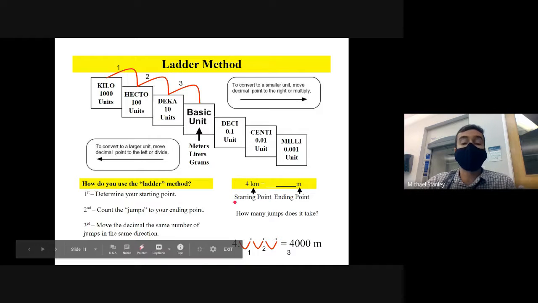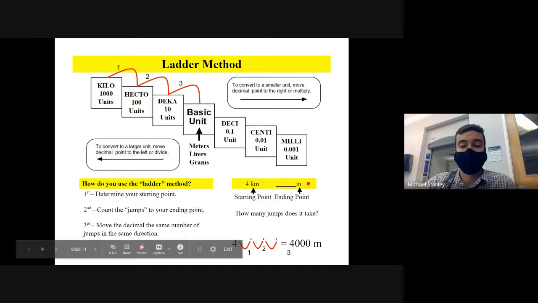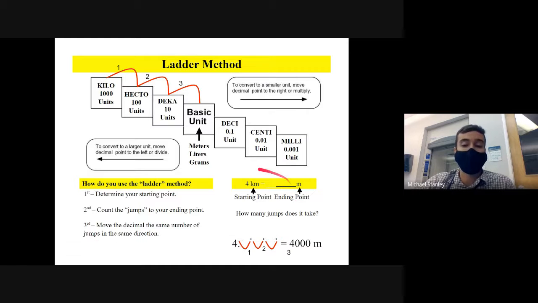Let's say I have 4 kilometers, km, that's what that stands for. And I want to convert these 4 kilometers into meters. I want to know how many meters I'm going to have if I have 4 kilometers. So our starting point is our kilometers, which is up here in the kilo step. Ending point is meters, which is our basic unit, right? Meters, one of our basic units right here.